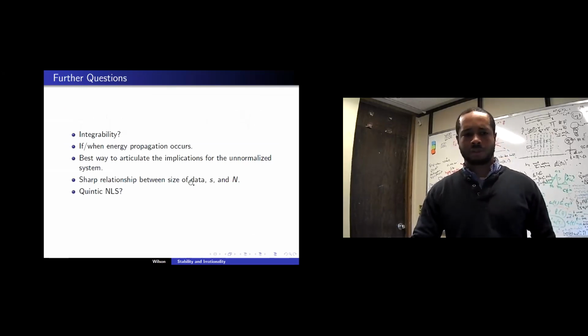And the last thing, and the thing that we're always considering, is what about quintic NLS? What about higher order nonlinearities?